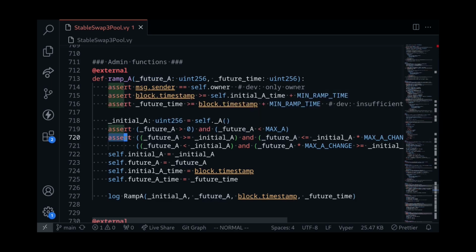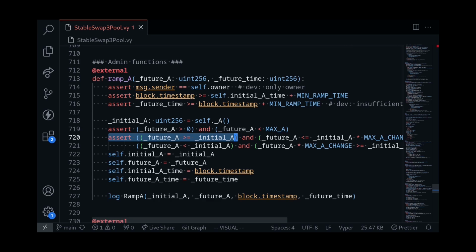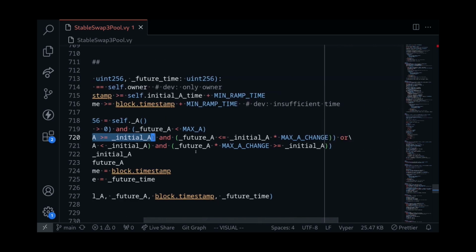Next, it checks that the future A does not drastically change from the current A. If future A is greater than or equal to current A, then it checks that the future A is less than or equal to the current A times max A change. What you're seeing here is that future A is capped by some maximum A change multiplied by current A. On the other hand, if future A is less than the current A, then it checks that the future A is greater than or equal to the current A divided by max A change. In other words, future A must be greater than or equal to some fraction of current A. And this fraction is determined by this max A change.